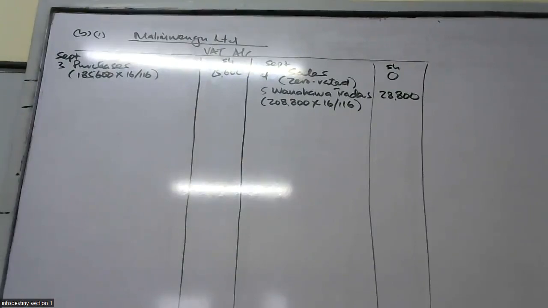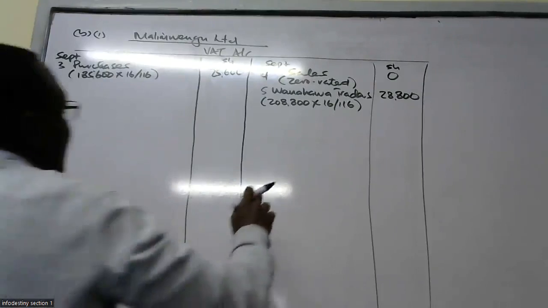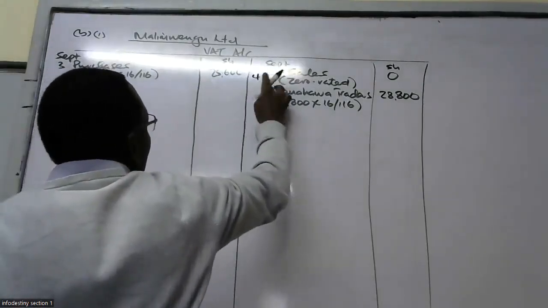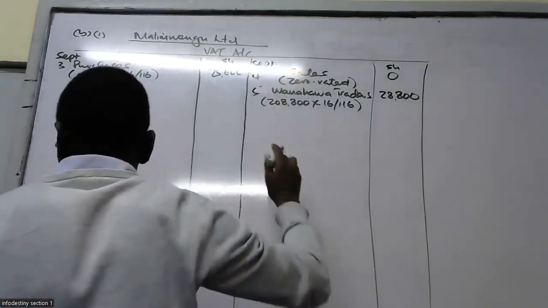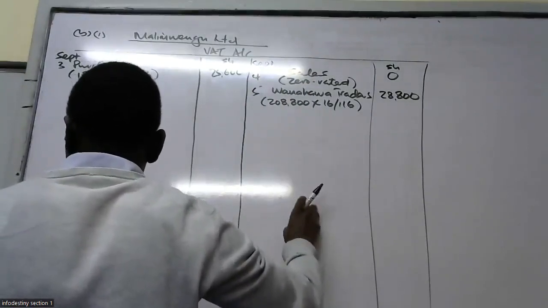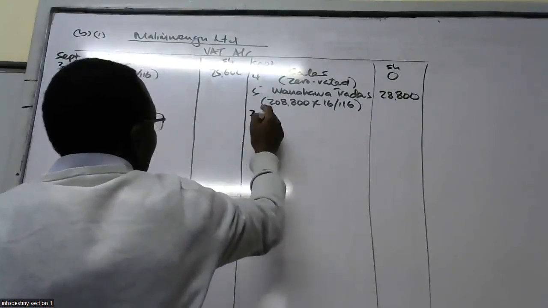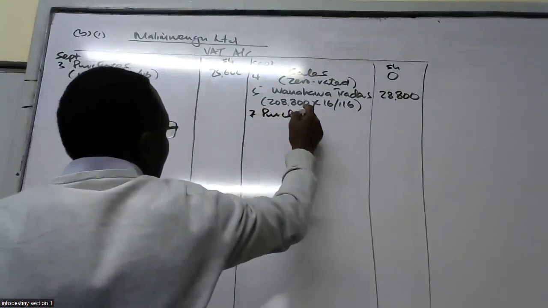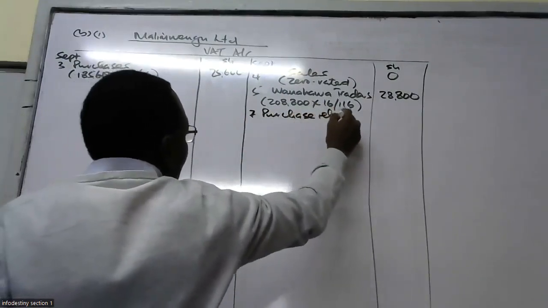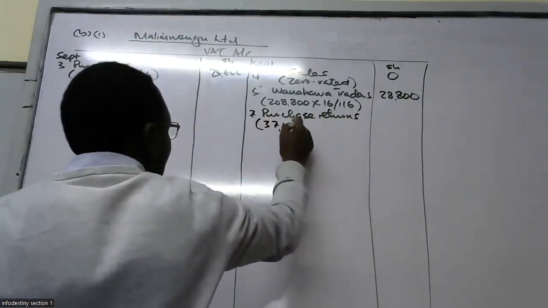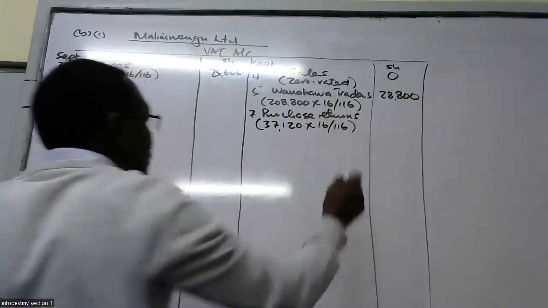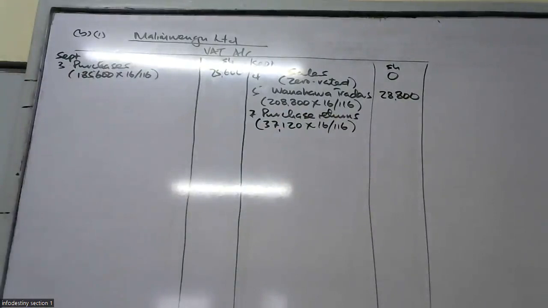Date seven, merchandise of 37,120 was returned to the suppliers. These are purchase returns. They were returned to the suppliers, and the merchandise was at 37,120. So returned merchandise: they had purchased the supplies that they returned.